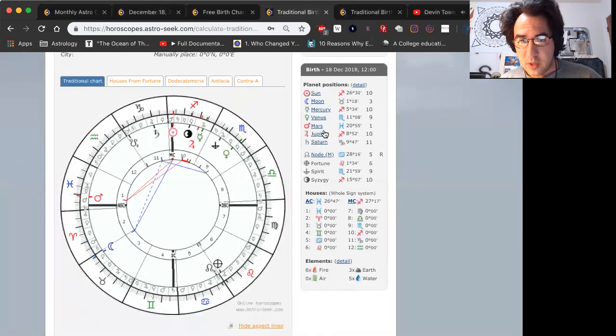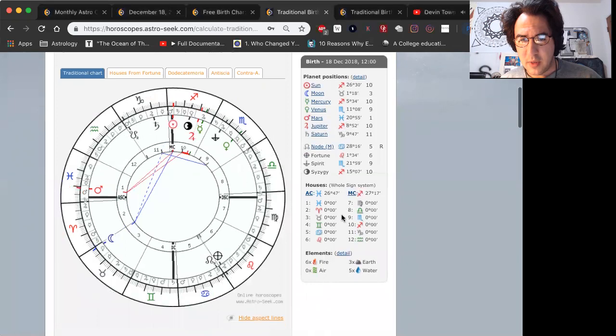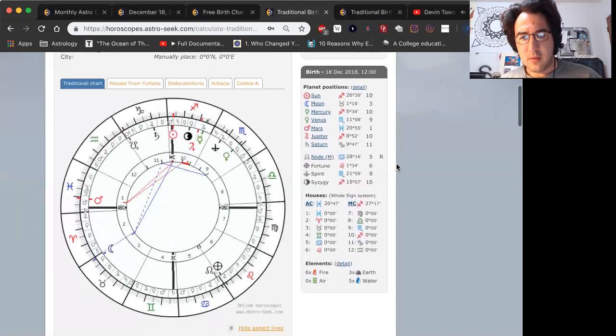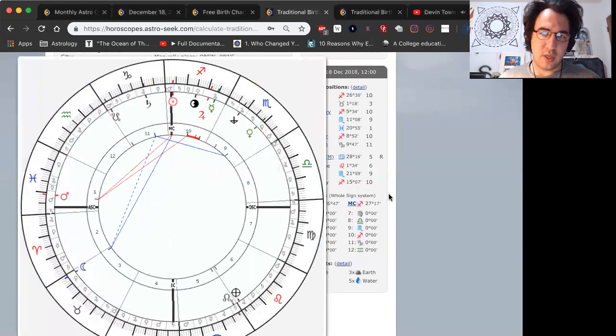let's see, what's the degree here? Jupiter's definitely more than 15 degrees. 15 degrees is kind of the empowered zone. So Jupiter is actually cadent here. So even though he's in the 10th house, he's going to be a little bit weakened. But it's okay because overall he's in very good condition.